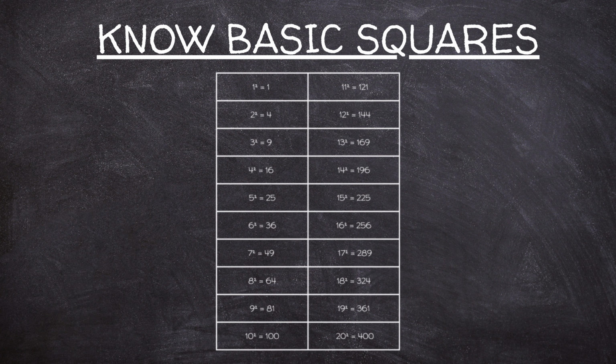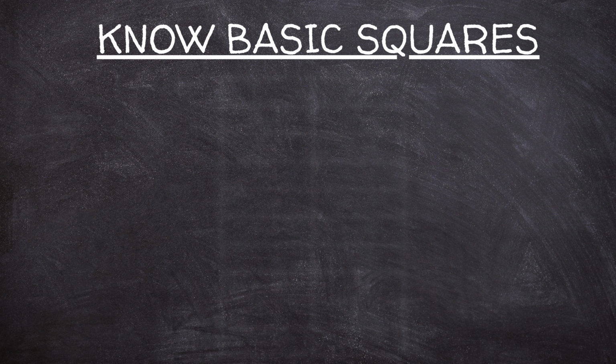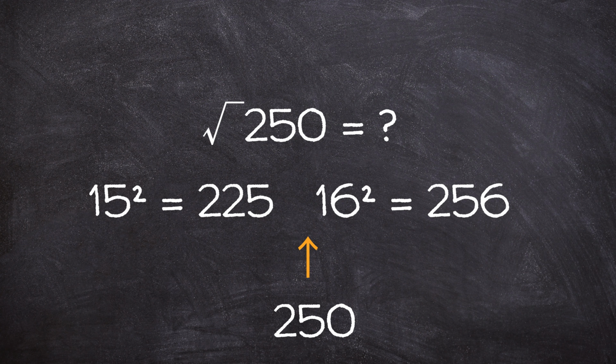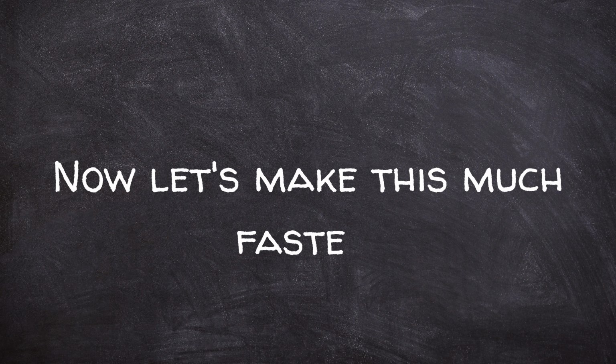You should know the squares from 1 to 20. You don't need to memorize hundreds of squares. These basic values are enough to give you the reference points you need. For example, if I ask you for the square root of 250, you should immediately know that it's between 15 and 16. That's already a useful trick. Now, let's make this much faster.